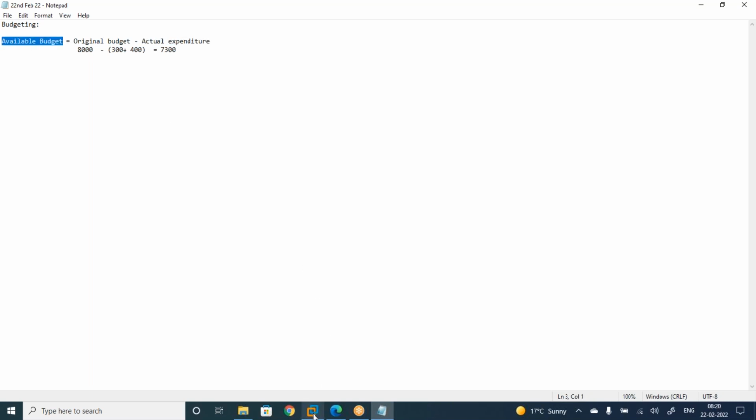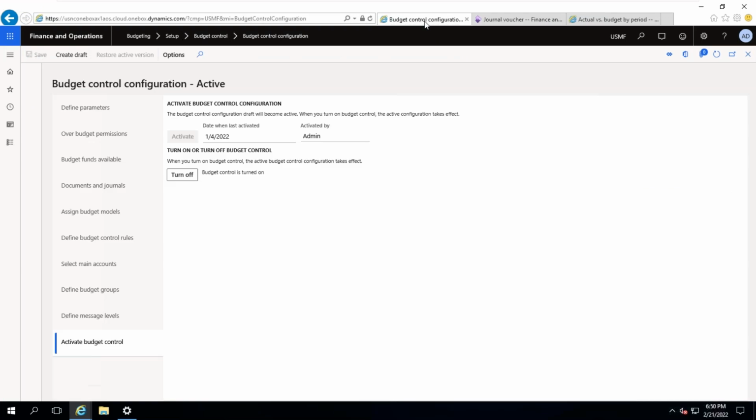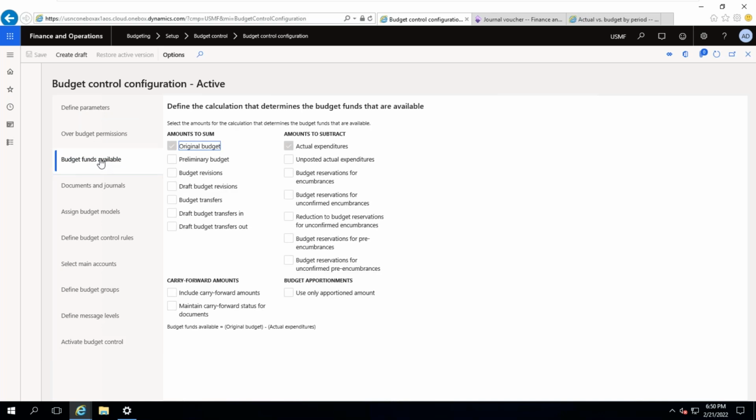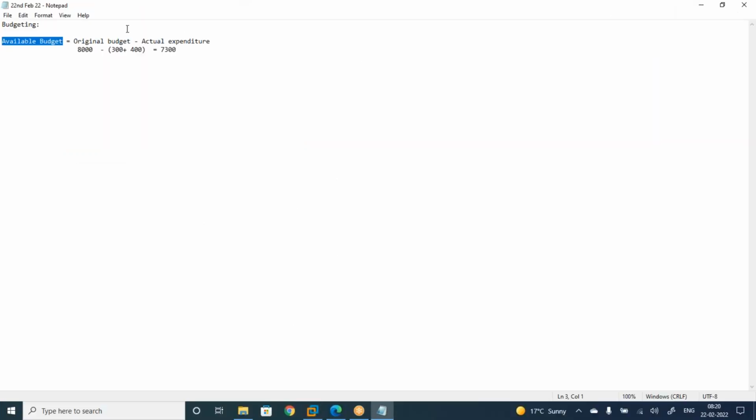So where is it available? In the budget control configuration, if you go to budget funds available and click on create, the formula is: available budget funds available equal to original budget minus actual expenditure. Understood? This is the formula it is already executing. Budget funds available.